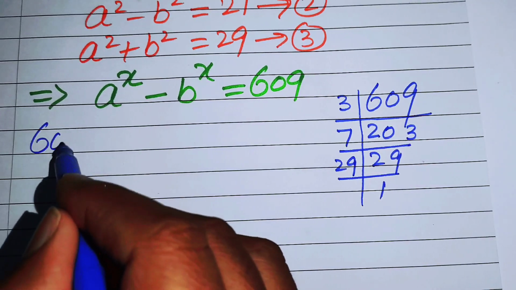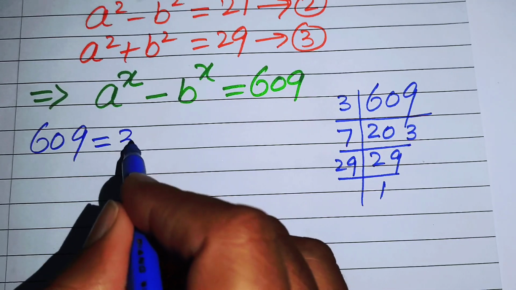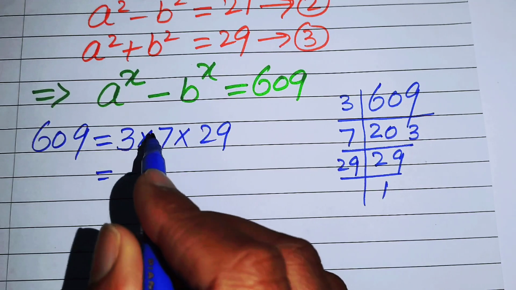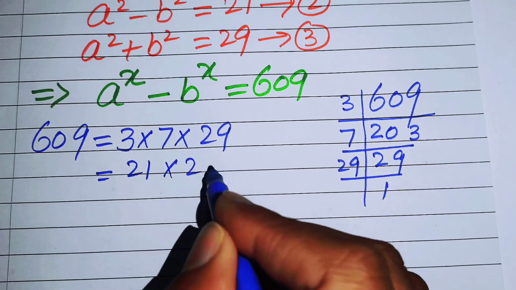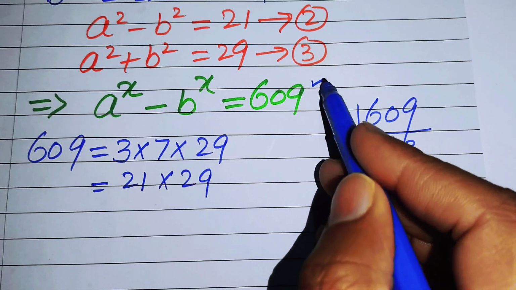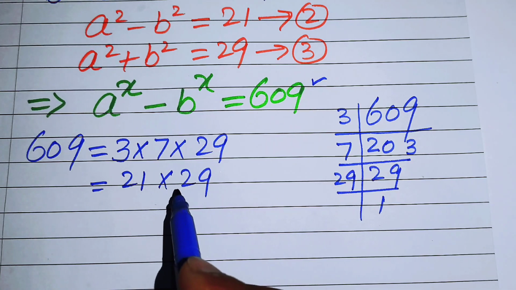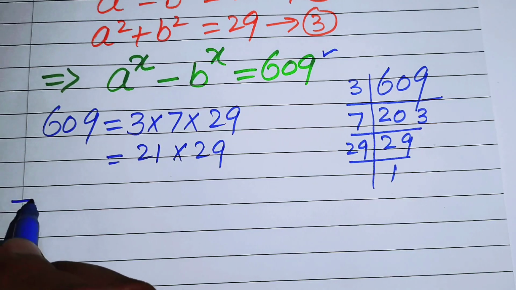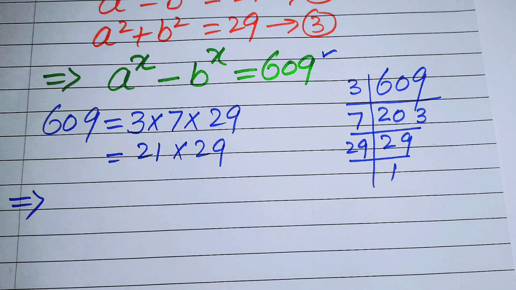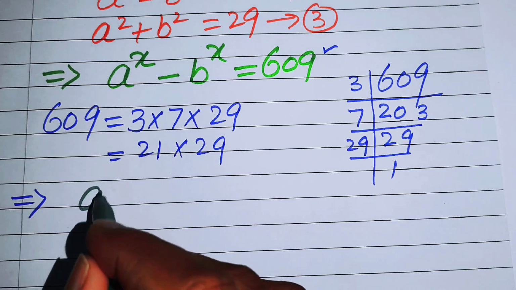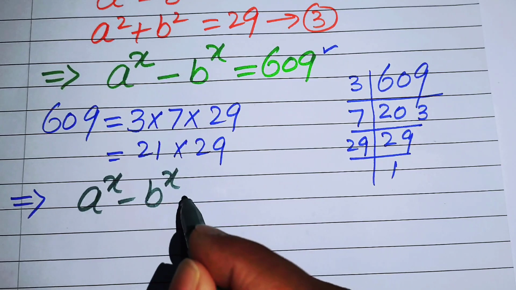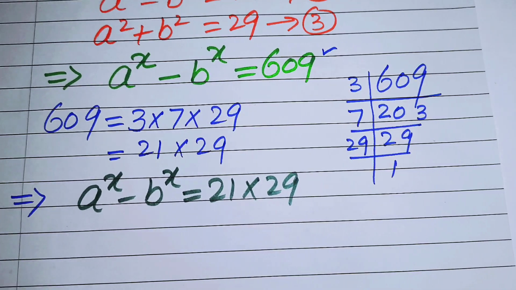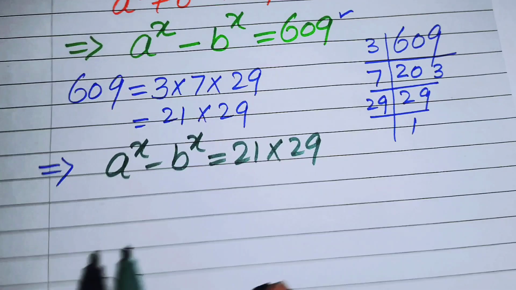So we write 609 as 3 times 7 times 29, and when we multiply 3 times 7, it becomes 21 times 29. Now we replace this 609 by 21 times 29, so this equation will be written as a to the power of x minus b to the power of x equals 21 multiplied by 29. Here we use equation number 2 and 3.